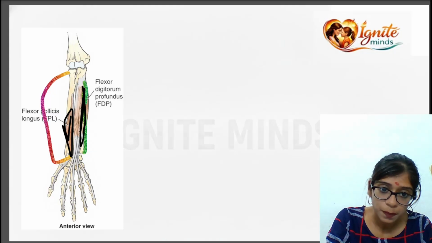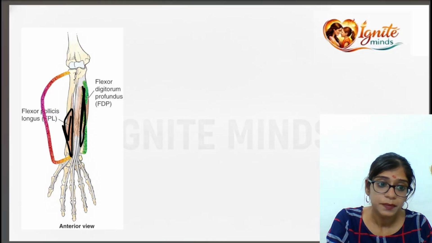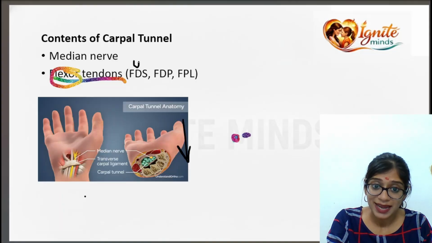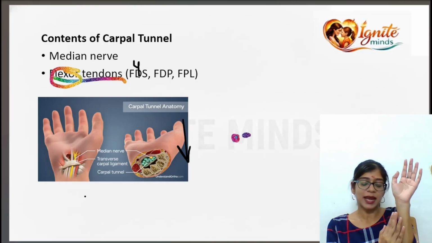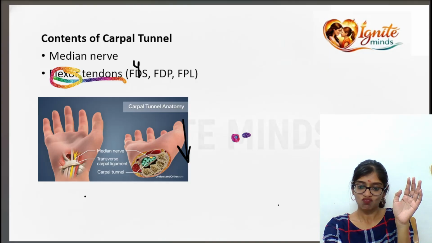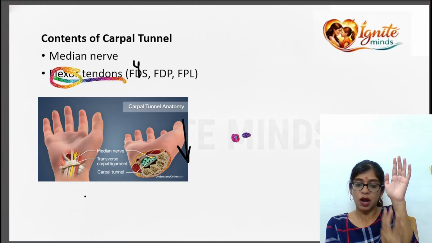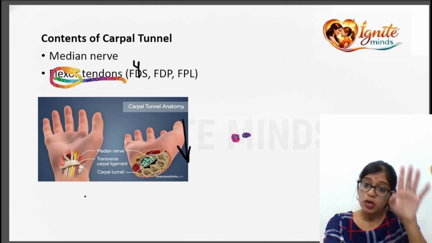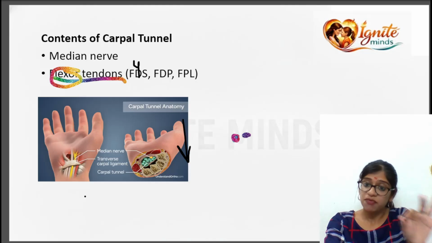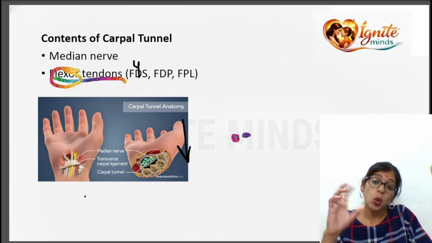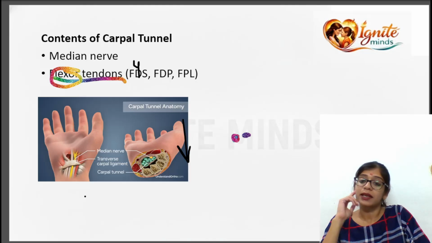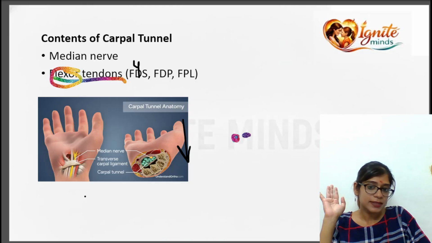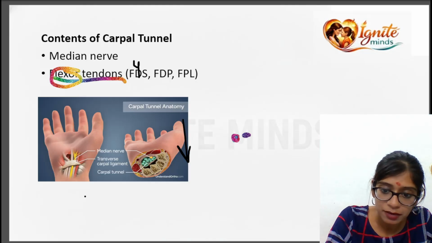Now remember that this FDS has got 4 tendons. It enters the palm from the forearm and has 4 tendons. FDP also has 4 tendons. FPL has 1 tendon. So totally how many tendons pass through this carpal tunnel? Totally 9 tendons are passing, along with the median nerve. This much clear?